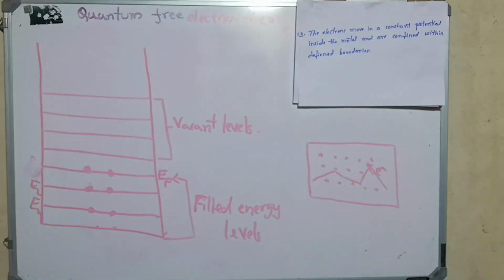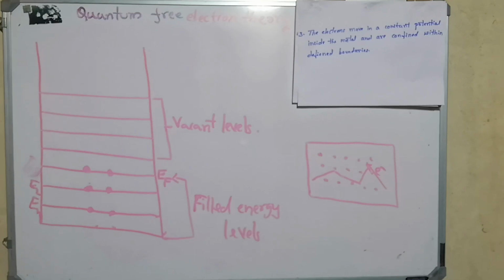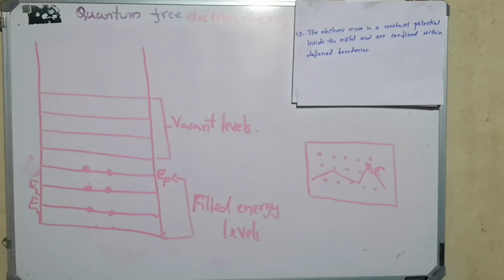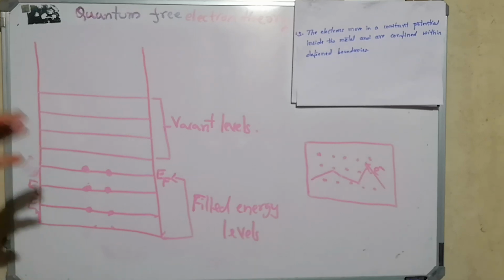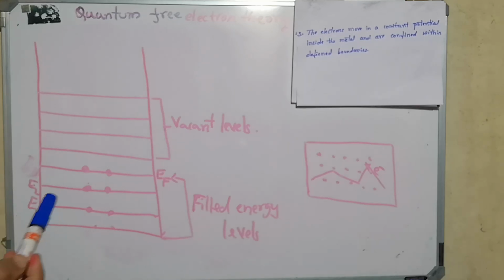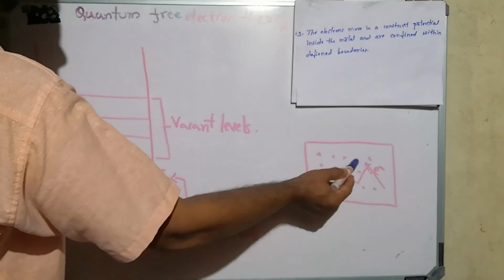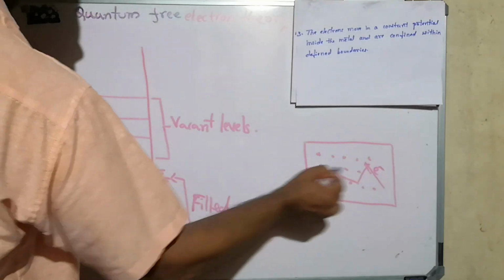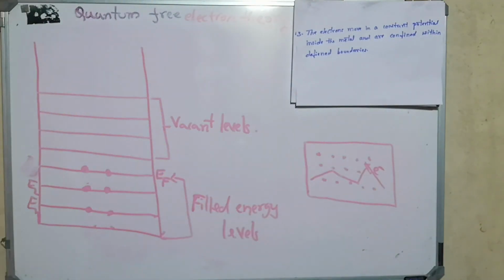Now, third assumption is the electrons move in a constant potential inside the metal. That means electrons are moving through the gaps between the positive ions, colliding with the positive ions. So that means when it is moving inside the metal, irrespective of the distance between the electron and positive ion, it experiences the same amount of force wherever it is present. That is the meaning of moving in a constant potential. They are confined in definite boundaries. They are moving between two well-defined boundaries. That is the third assumption.